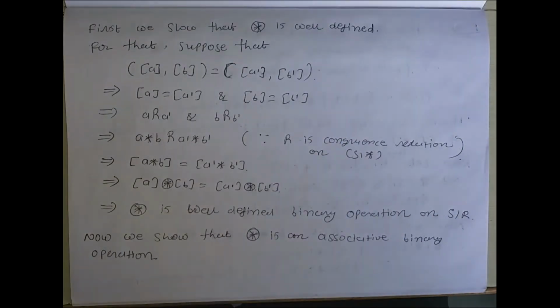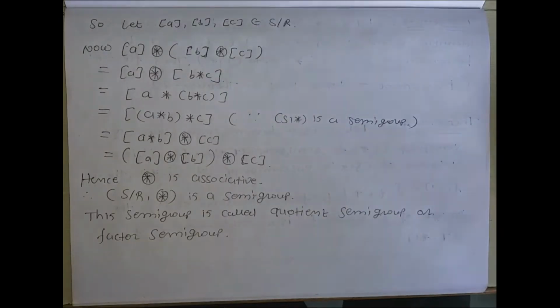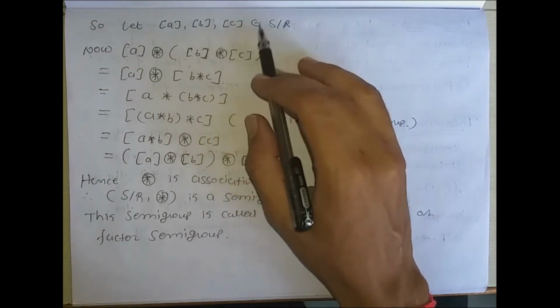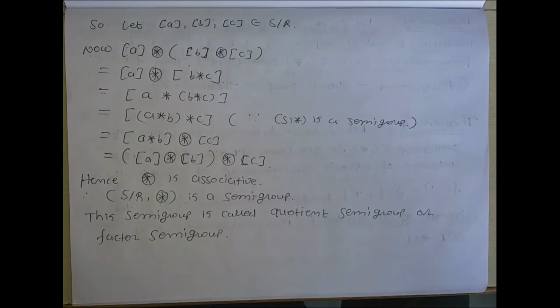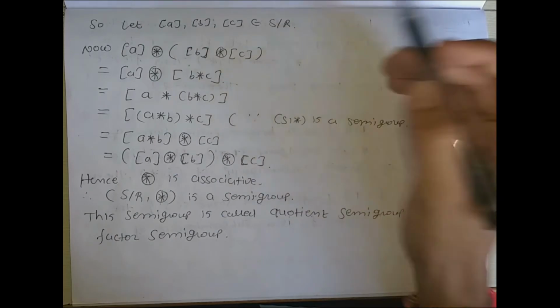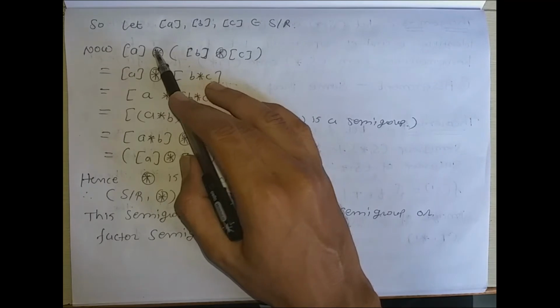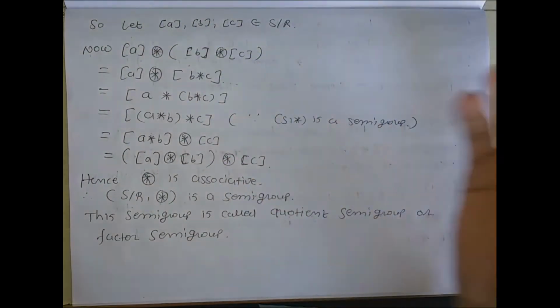Now our aim is to show that S quotient R is a semigroup under this binary operation ring star. To show it is a semigroup, first we show that ring star is an associative binary operation. So let us see. Let the equivalence class of A, the equivalence class of B and the equivalence class of C belong to S quotient R. We have considered three elements from S quotient R.